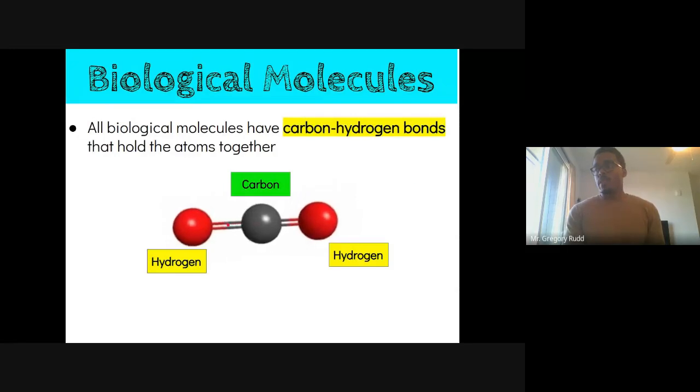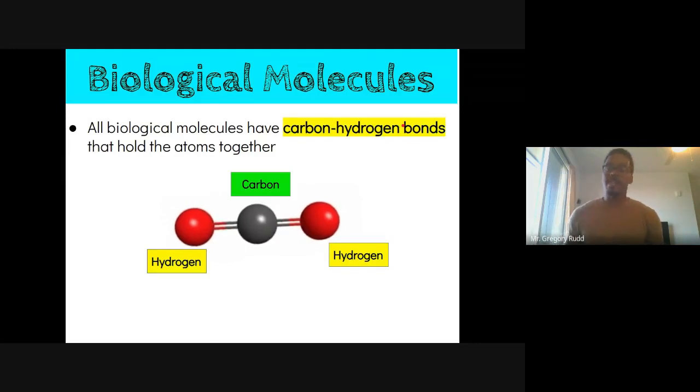So here we've got a gray carbon atom. Now, keep in mind, these things are extremely small. In reality, the carbon atom is bigger than the hydrogen atom. Here they appear to be the same size, but the carbon atom is significantly larger than the hydrogen atom. But we've got a gray carbon atom and 2 red hydrogen atoms. They're connected by what are called bonds. In this case, we call them carbon-hydrogen bonds.